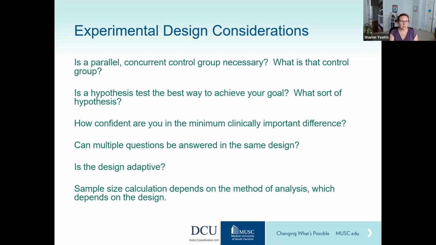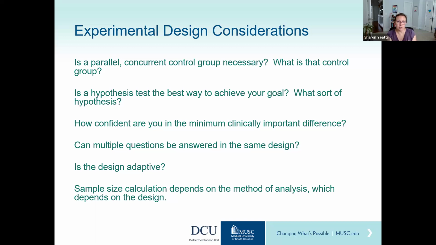So be prepared to think about whether a parallel concurrent control group is really necessary and what that control group is going to look like. Be prepared to talk about whether a hypothesis test is really necessary, or if you think it is necessary, what sort of hypothesis? Maybe we can reframe it away from a superiority hypothesis and allow you to avoid the pitfalls that I understand you were talking about previously related to underpowered clinical trials.